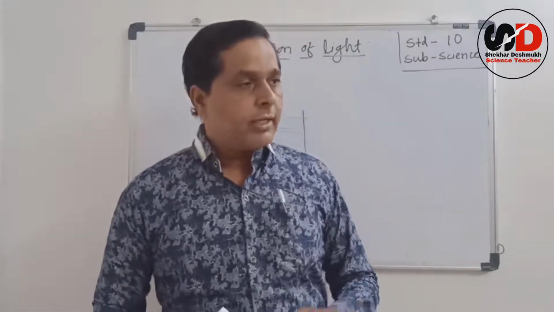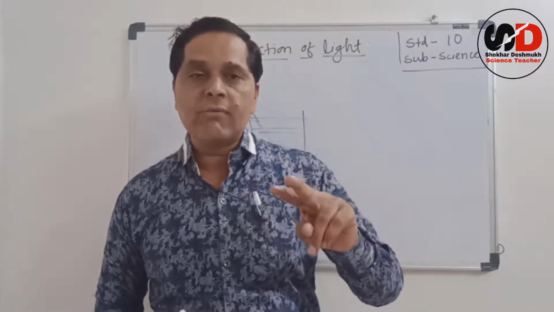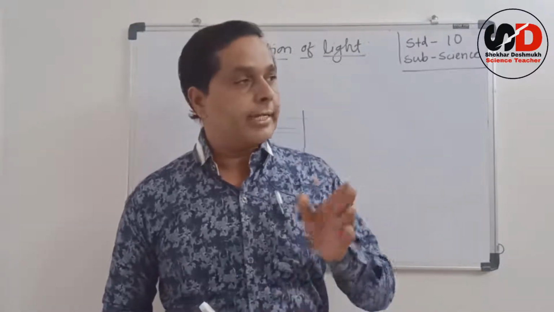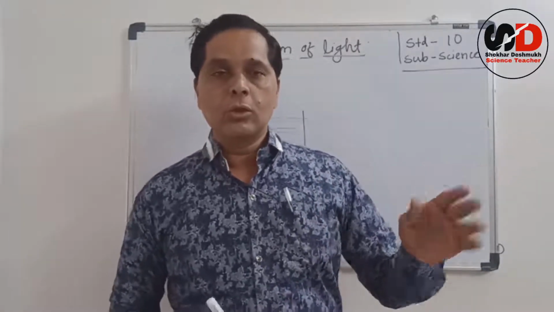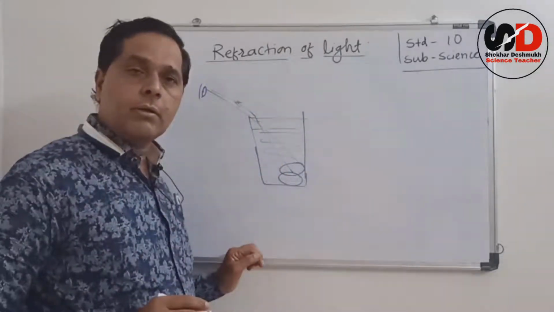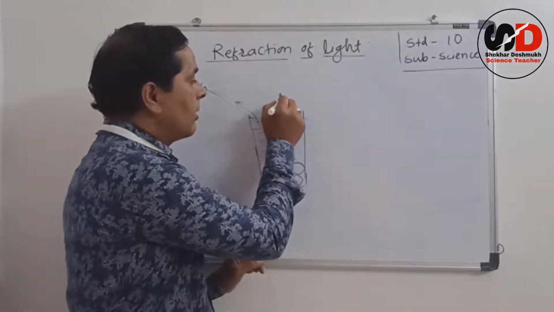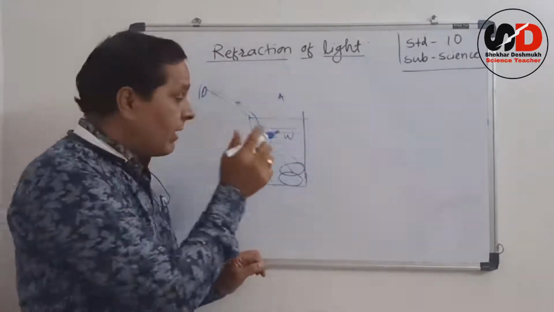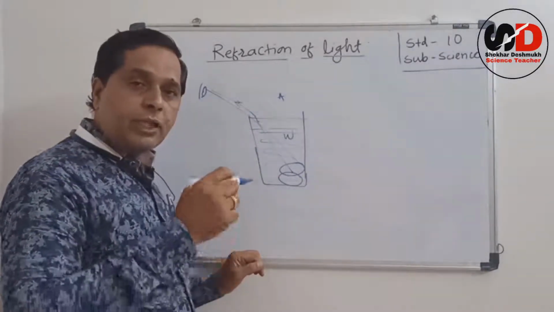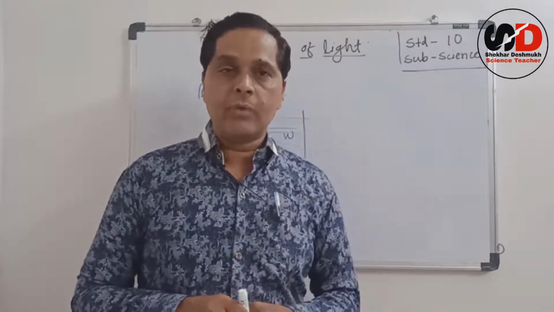For getting refraction, we must require two surfaces and both are transparent. That means light can travel through it. So here water and air, two mediums, are there, and whenever light travels from water to air, it bends, and this bending is nothing but refraction of light.